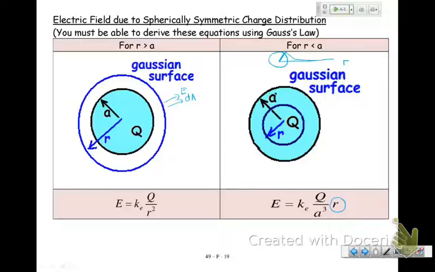But this is not the same. This is different. So let's have a look.